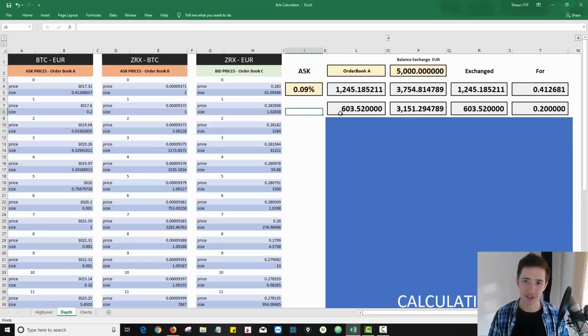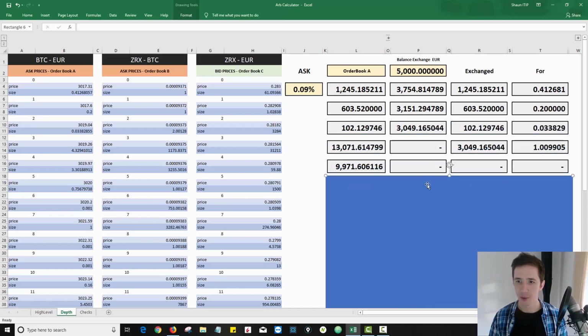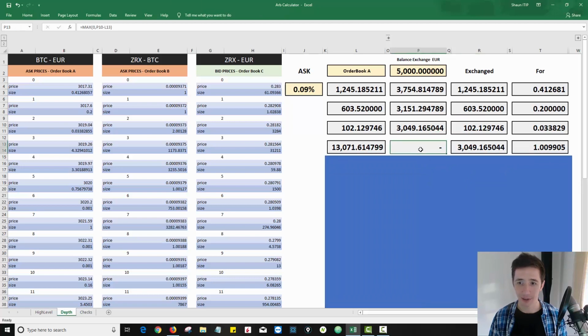And so what this model is doing is it's saying, okay, how much is available on the next level? And it's calculating all of this automatically for me. So the next thing over here is I would have exchanged 603 euros until I get all the way down here to where my balance is effectively zero. So this would have left me with a total amount exchanged of 5,000 euros.